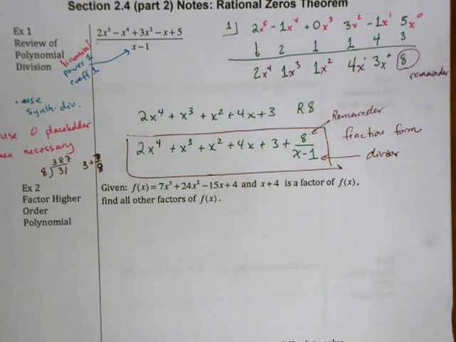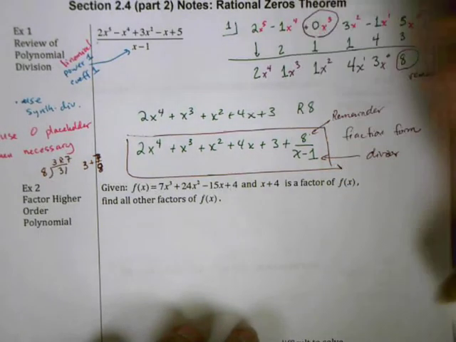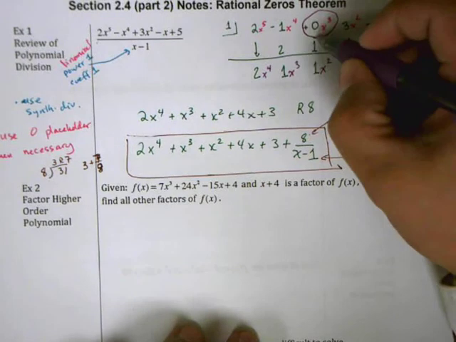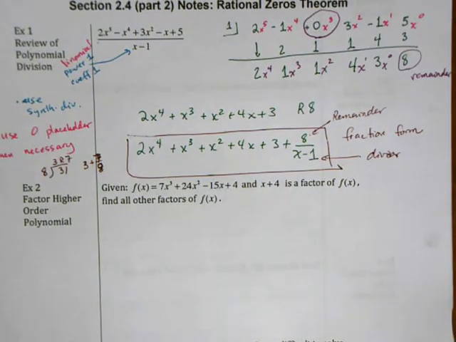Okay, so there you have it. This is kind of a review, and the main thing that I wanted to emphasize here is this point right here, when you're going to need to use a placeholder whenever a power is not listed in the original problem.